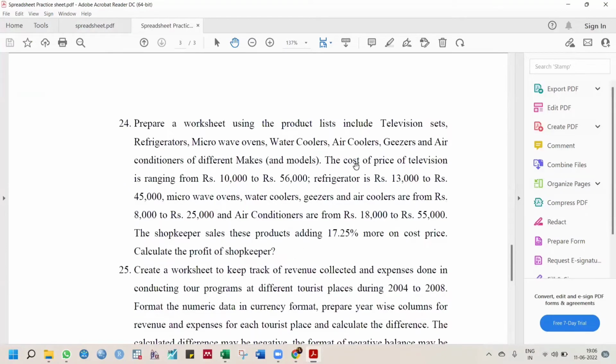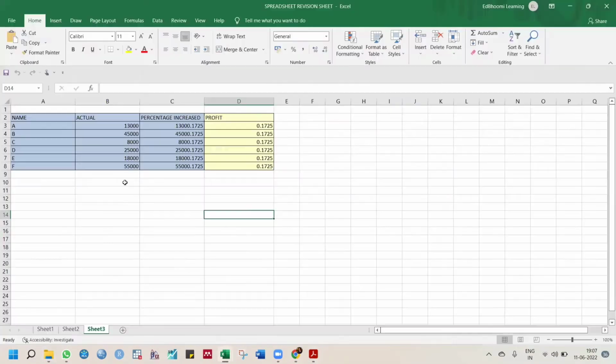Okay. The question is: the cost price of the TV, this, the refrigerator, all are the cost price, the price at which the customer has bought the products. So these are the cost price. Then the shopkeeper, not the customer, sells those products which he bought for these prices at 17.25% more, which means the actual cost was 13,000 he bought for, right?